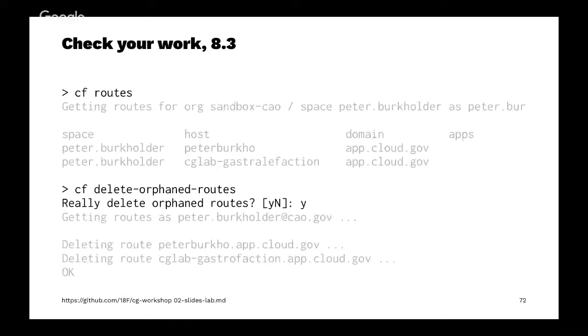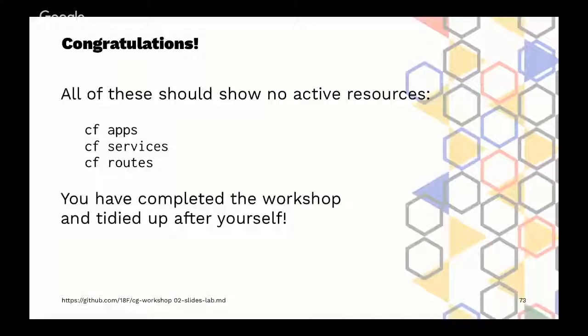You can see here the output from cf routes shows two routes for host Peter Burkholder app.cloud.gov cglab random word, but there's no app. Underneath the apps column, there's nothing there. So those are orphaned routes, and they will get deleted with the cf delete-orphaned-routes command. And at this point, these commands should show nothing running if you've done this correctly: cf apps, cf services, cf routes, and you have completed the workshop and tidied up after yourself. Give yourself a round of applause.